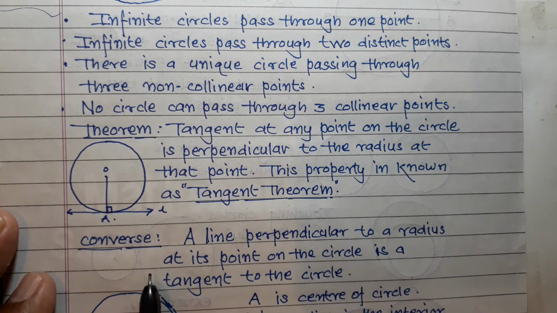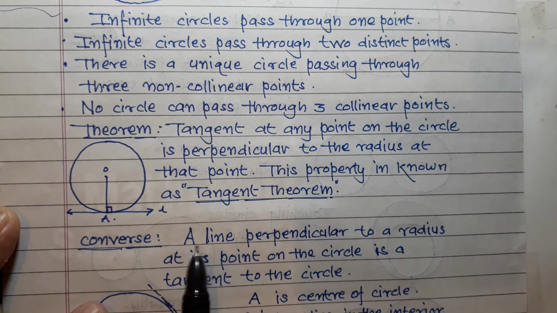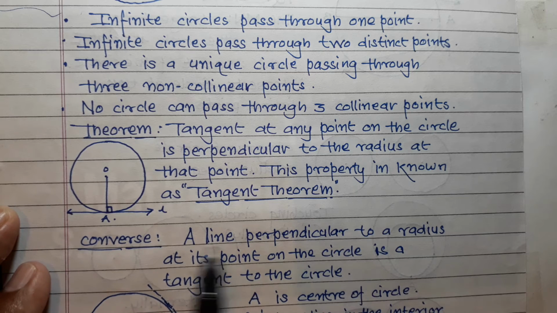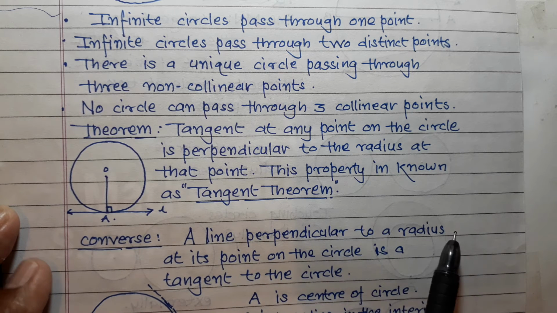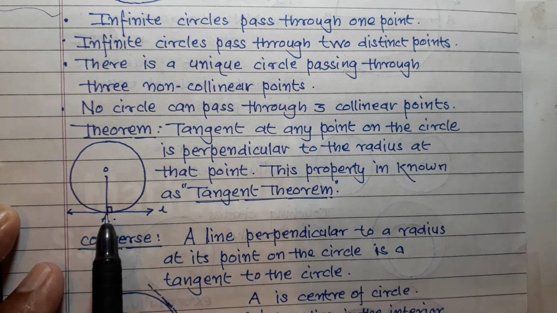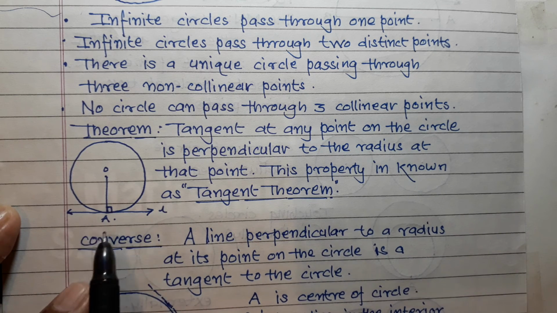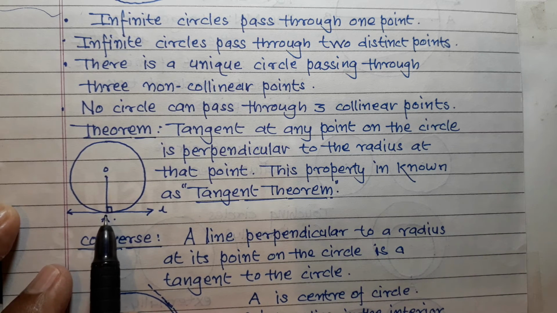Then the converse: a line perpendicular to a radius at its point on the circle is tangent to the circle. A line perpendicular to a radius means, suppose this is a radius given and this is a line which is perpendicular to the radius at point A on the circle. Okay.